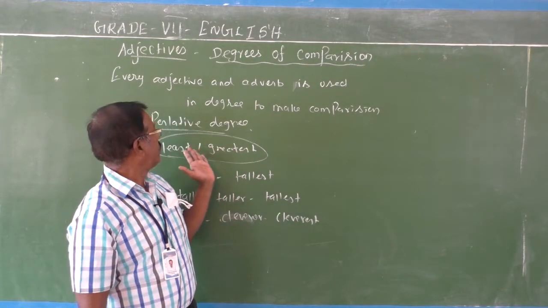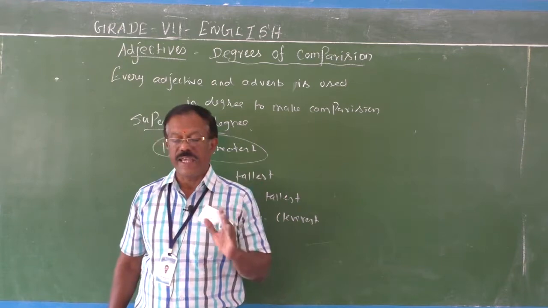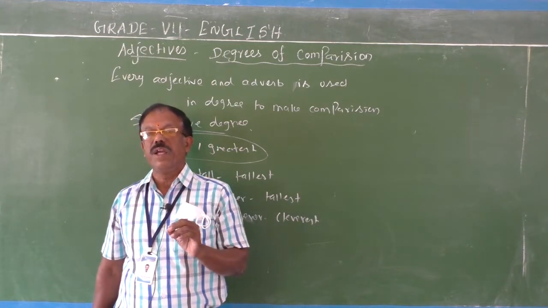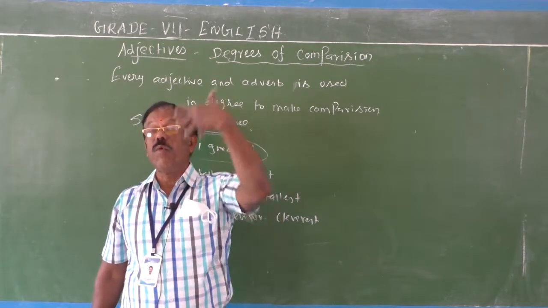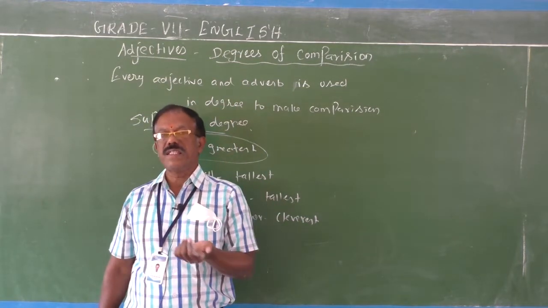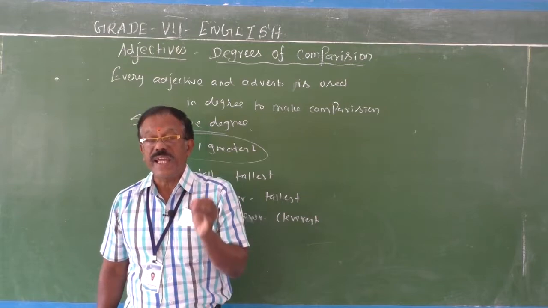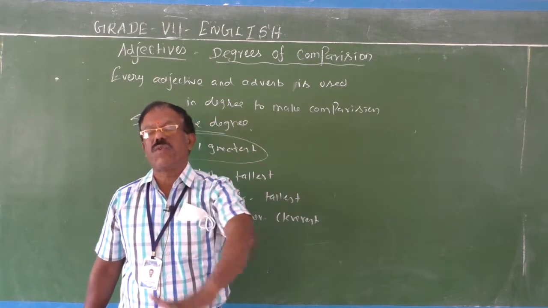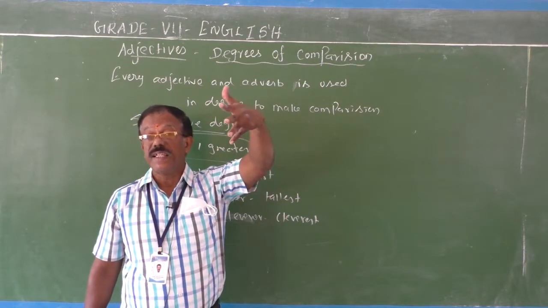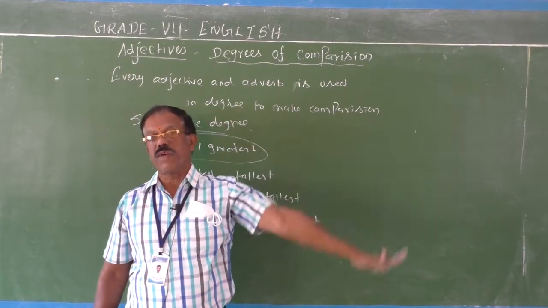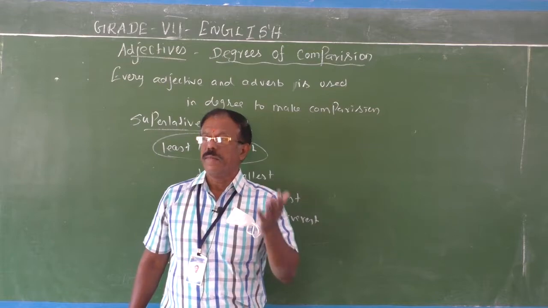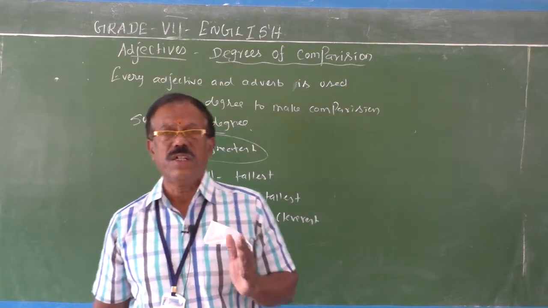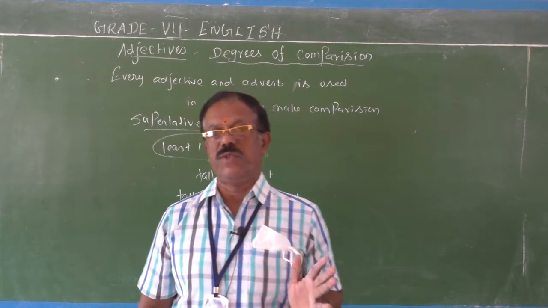Where will we use this superlative degree? We have to use it when we make a comparison among more than two. Okay, in such a case we want to know which has the least quality or which has the highest degree of quality. Okay, fine children. How are these superlative degrees formed? By adding est to the base form of adjectives.